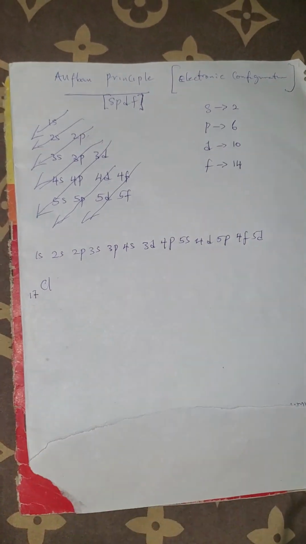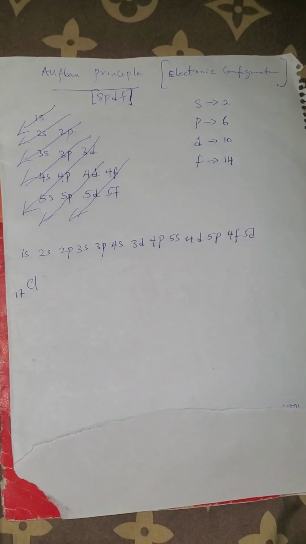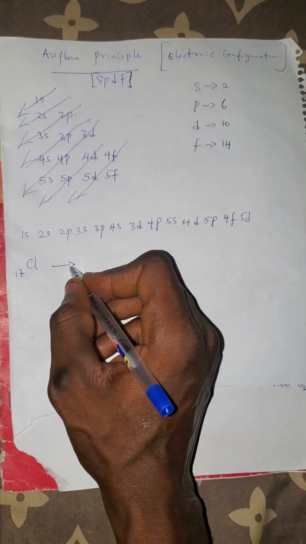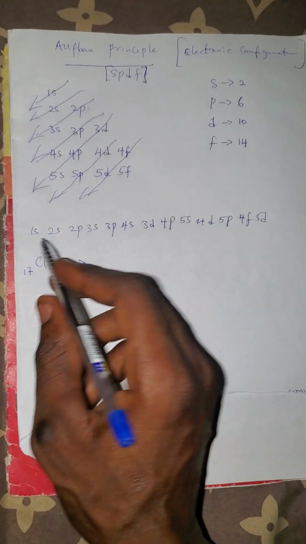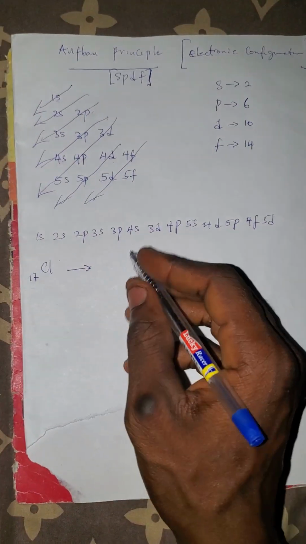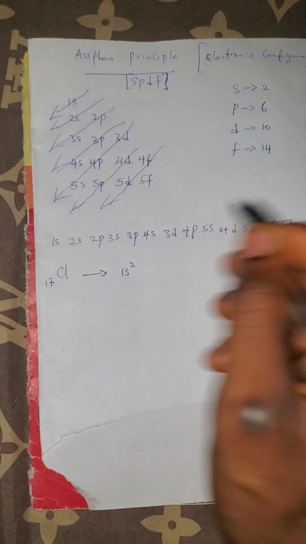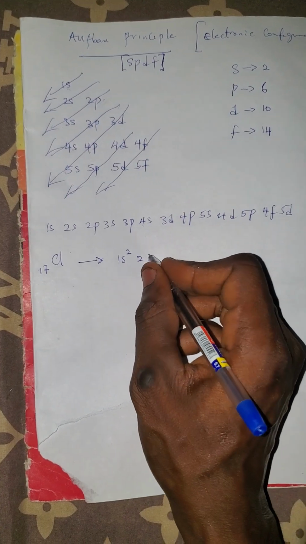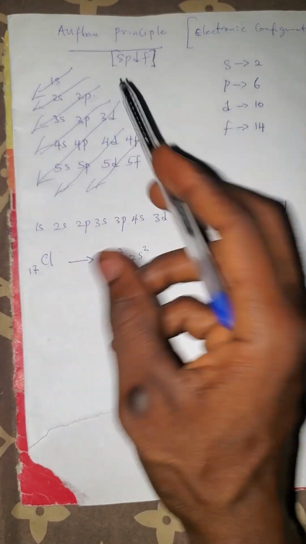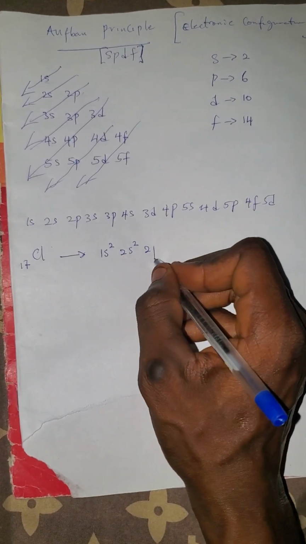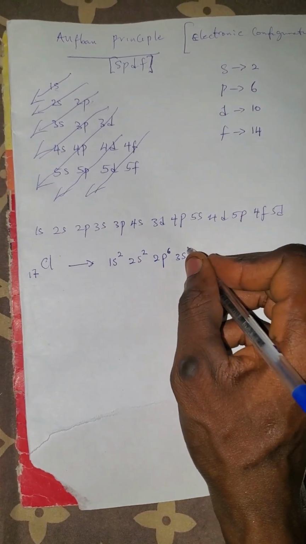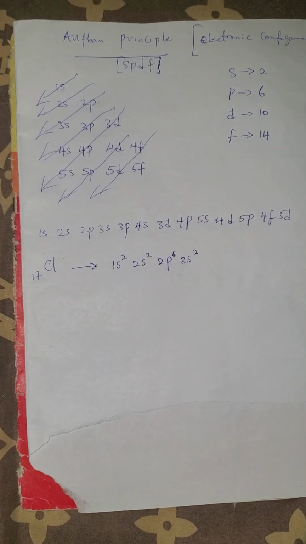Chlorine is atomic number 17. Now chlorine will have the electronic configuration, the first one, don't forget, is 1s, and the highest for s is 2. So the next one is 2s, and the highest is also 2. Next one will be 2p, and for p the highest is 6. Next one is 3s. The highest of s is 2.